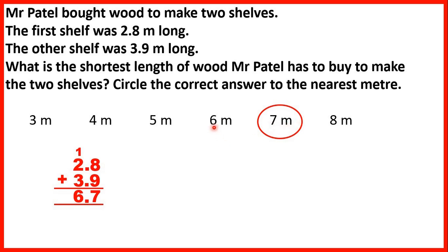Because if he only buys 6 meters, then that won't be enough. There will be 0.7 meters extra that he needs. So that's why he needs to buy 7 meters. The total length of the shelves is 6.7, so he needs 7 meters.